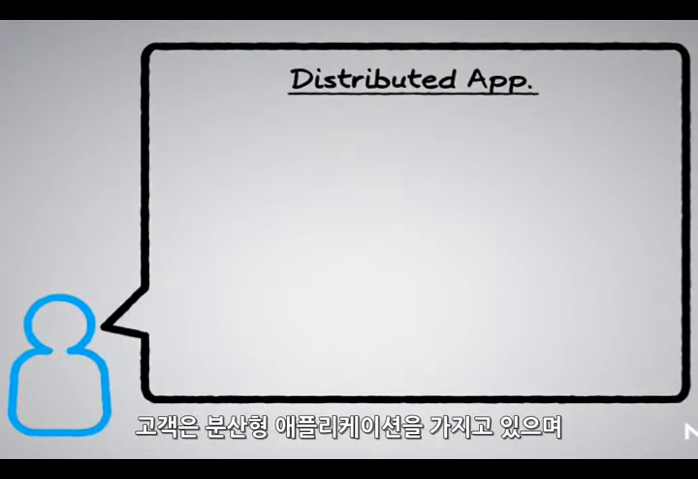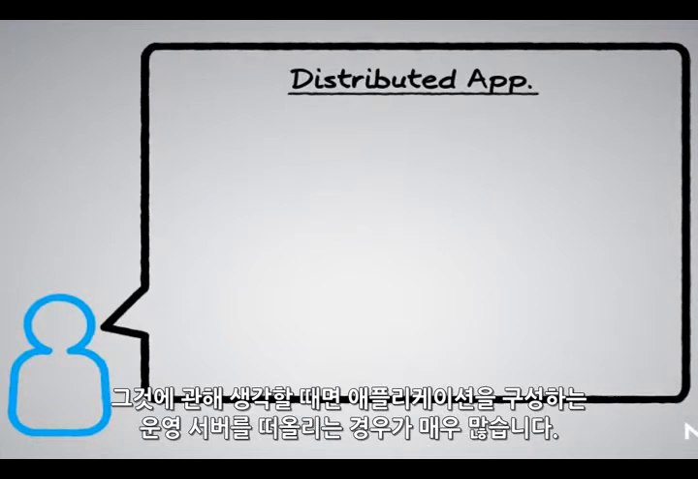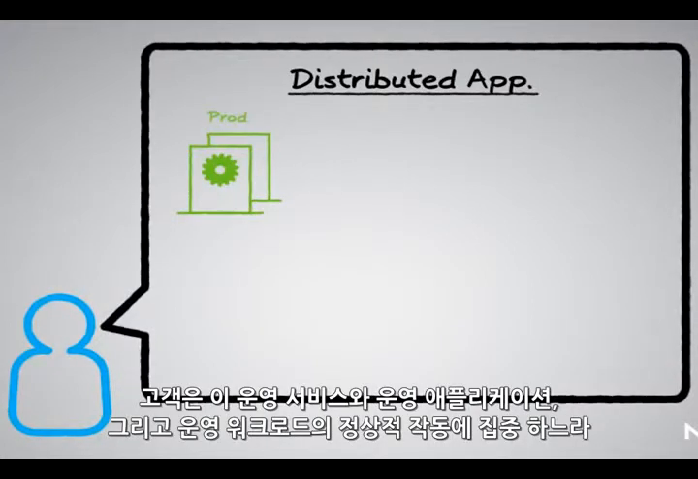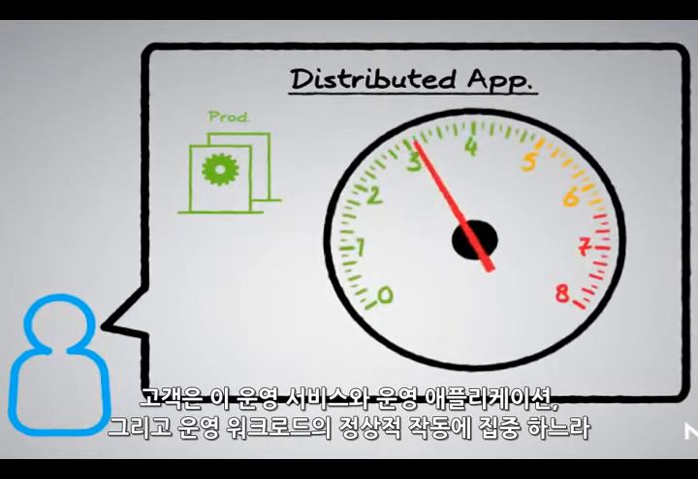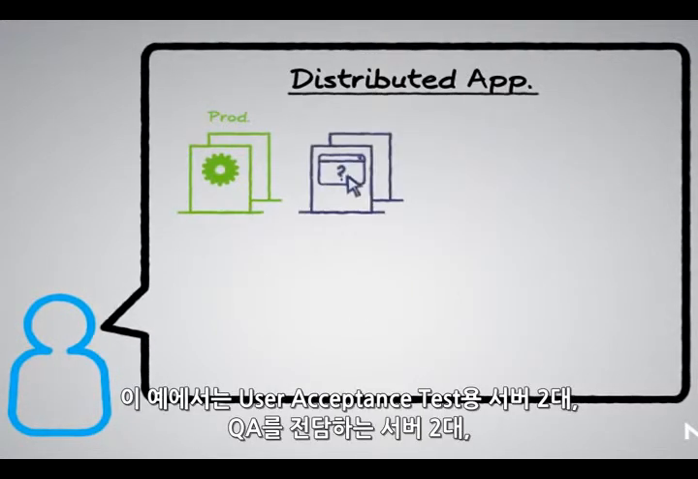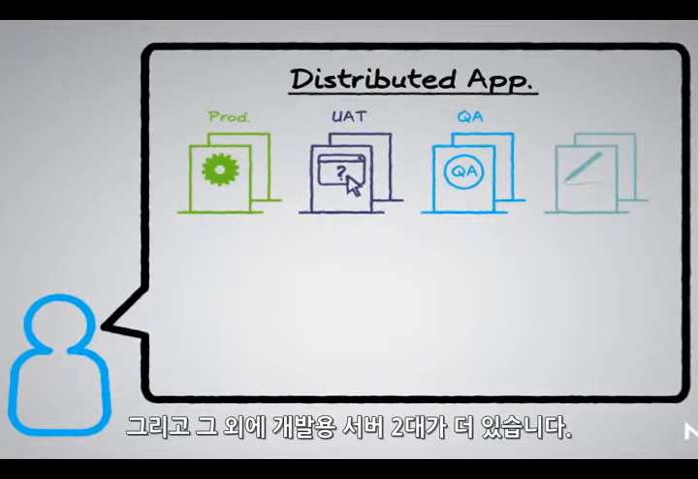They have an application that's distributed, and when customers are thinking about the distributed application, a lot of the times they're thinking about the production servers that make up the application. In this case, they have two servers. A lot of the times they forget about all the other servers that they have in their environment to make sure that this production service and this production application, this production workload works as well as it's supposed to. In our example here, we have two servers that are focused at user acceptance testing, two servers that are focused at quality and assurance, and two additional servers for development.